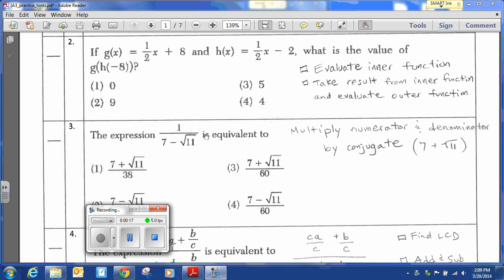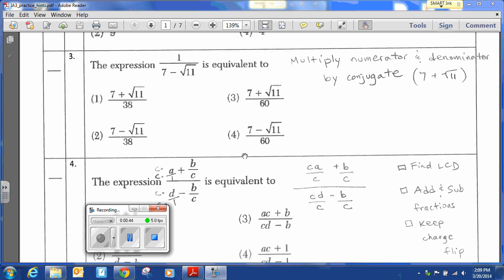Number two, here is a composition of functions, which means you have to evaluate the inner function first. The inner function is h. So you take negative h as the input, plug it in here, evaluate. Whatever the answer is, the result from the inner function, take that and evaluate the outer function with this. So take the answer from this, plug it in here, and evaluate the outer function of g.